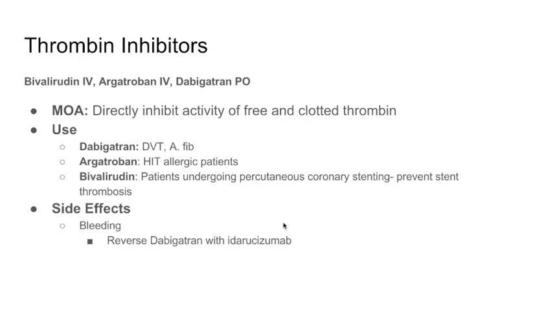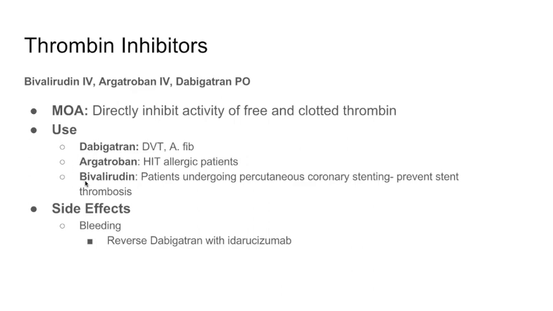Next are thrombin inhibitors. Thrombin is factor 2, so this is laid down in the coagulation cascade. These medications are called bivalirudin, argatroban, or dabigatran, and they directly inhibit the activity of the free and clotted thrombin. They have different uses. Dabigatran is mainly used for DVT or AFib. Argatroban is mainly used for patients that develop heparin-induced thrombocytopenia and you need to anticoagulate them.